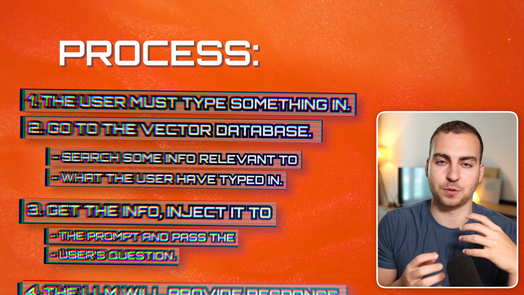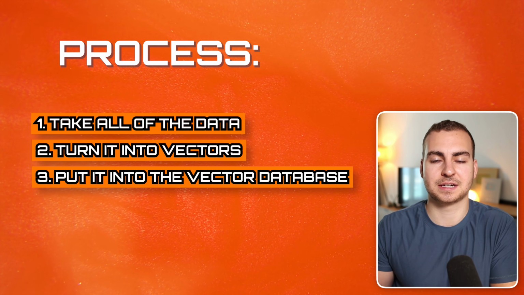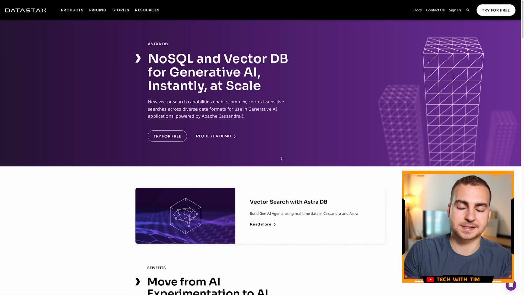But first, we need to, of course, take all of our data, turn it into vectors, and put it into the vector database. So that's what we'll be using DataStax and their Astra database for. This runs on Apache Cassandra, and it just provides a really, really quick way to get relevant information and inject that into the prompt.